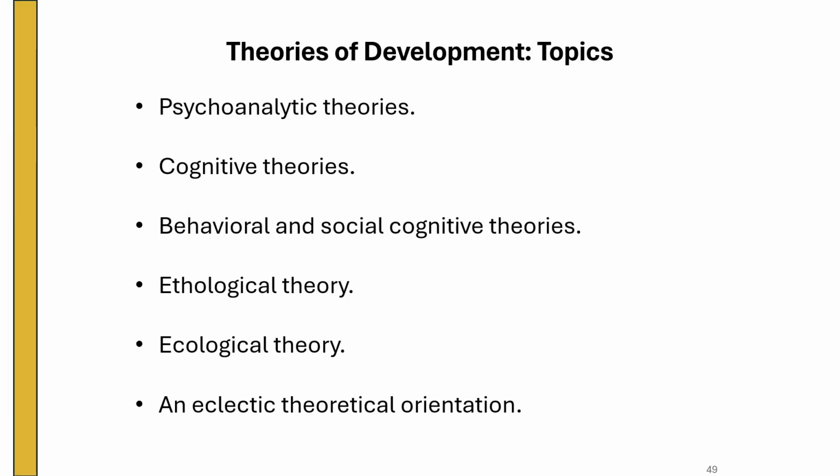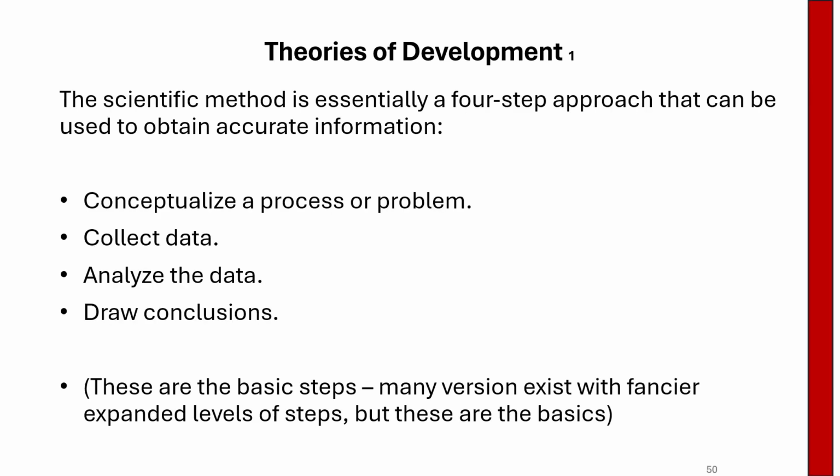In this video, we'll be talking about different theories of development. We will go over psychoanalytic, cognitive, behavioral and cognitive or social cognitive, ethological and ecological theories, and an eclectic theoretical orientation. So the scientific method is essentially a four-step approach that can be used to obtain accurate information.